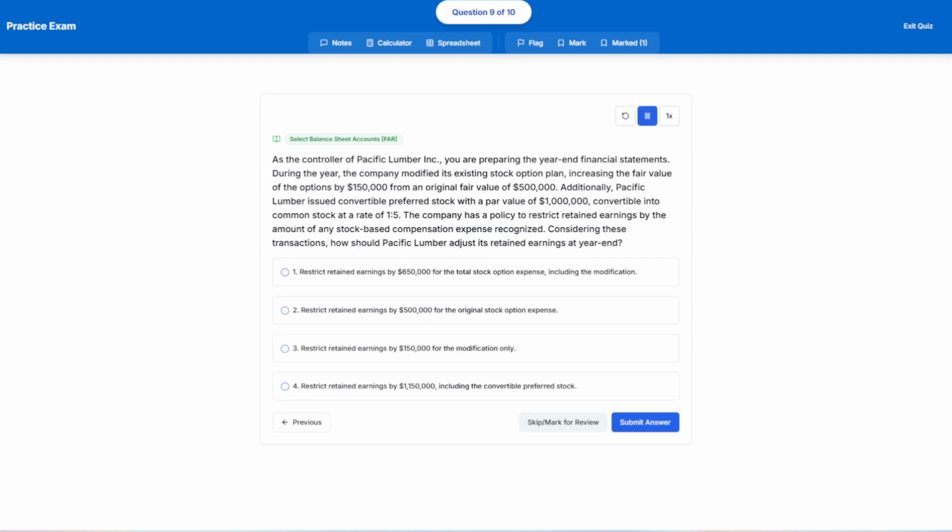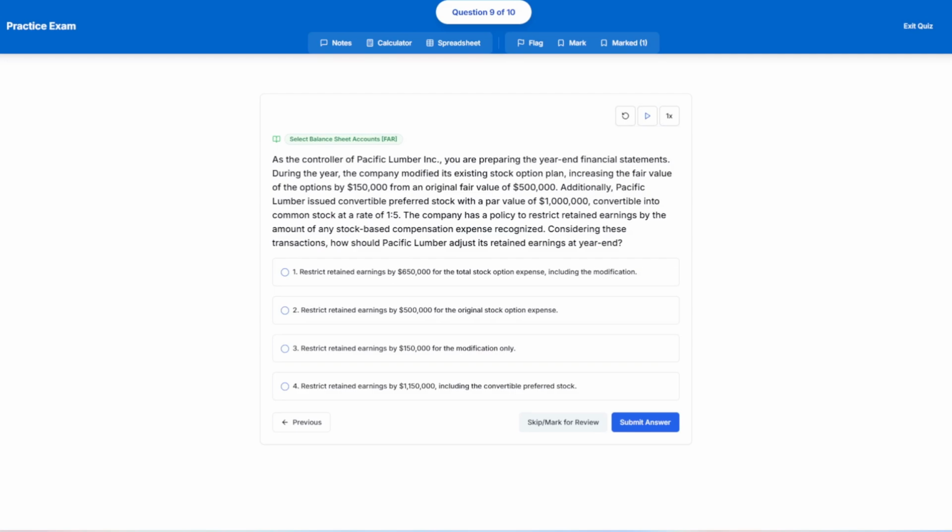Question. As the controller of Pacific Lumber Inc., you are preparing the year-end financial statements. During the year, the company modified its existing stock option plan, increasing the fair value of the options by $150,000 from an original fair value of $500,000. Additionally, Pacific Lumber issued convertible preferred stock with a par value of $1 million, convertible into common stock at a rate of 1:5. The company has a policy to restrict retained earnings by the amount of any stock-based compensation expense recognized. Considering these transactions, how should Pacific Lumber adjust its retained earnings at year-end?